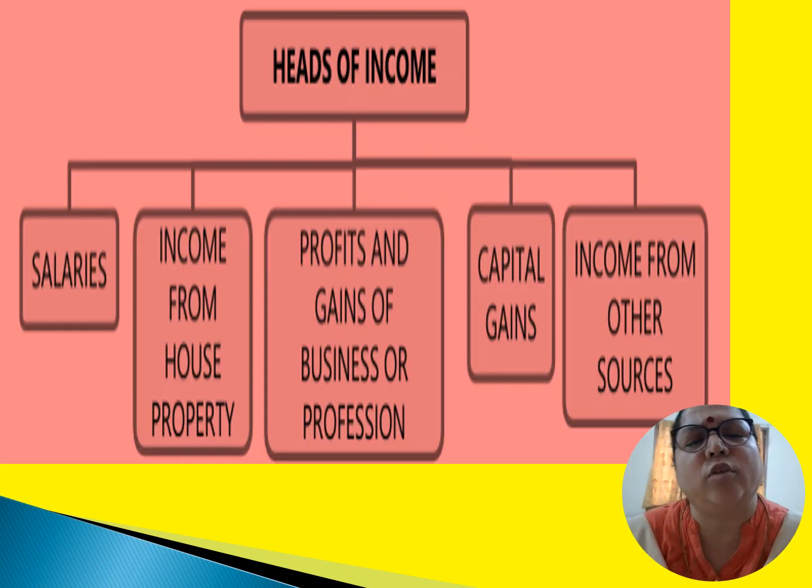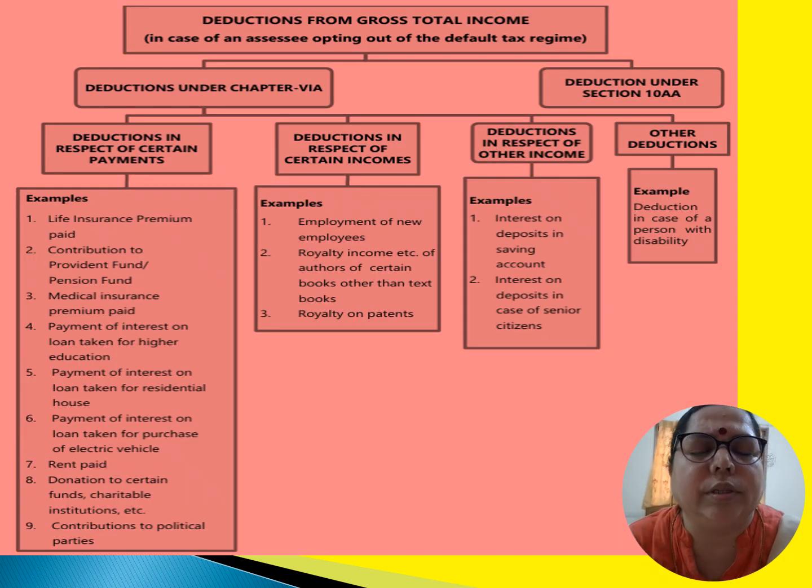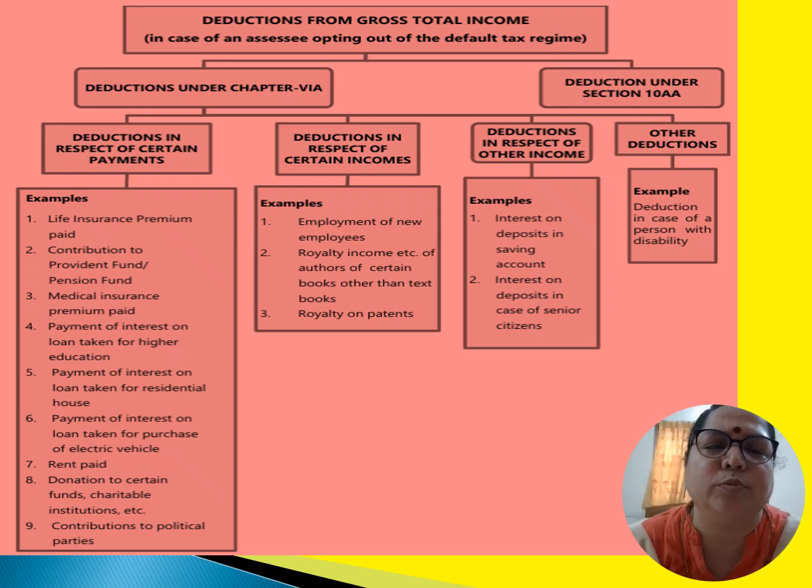Then there are heads of income under which the income of any assessee is calculated or totaled. First head is salaries, then income from house property, then profits and gains of business or profession, then capital gains, then income from other sources. Now, after having the gross total income, there are certain deductions from this gross total income in case of an assessee opting out of the default tax regime.